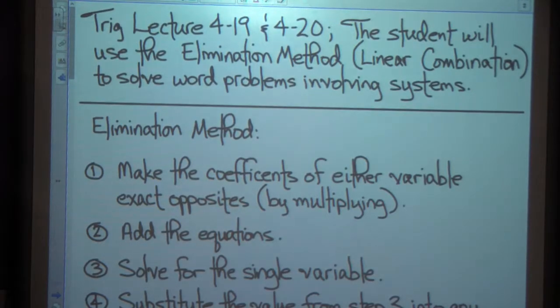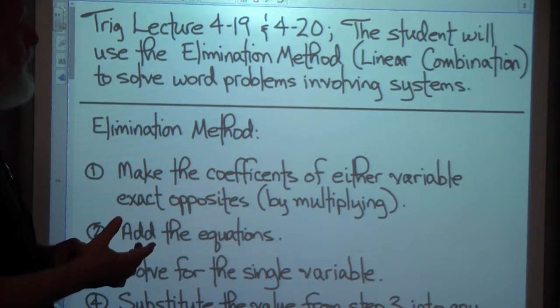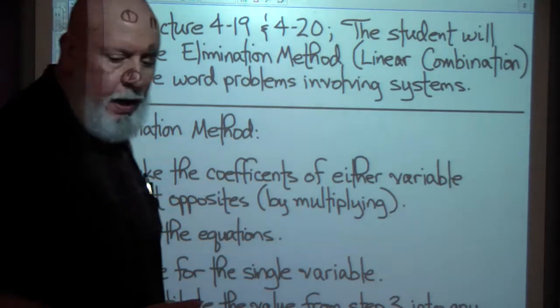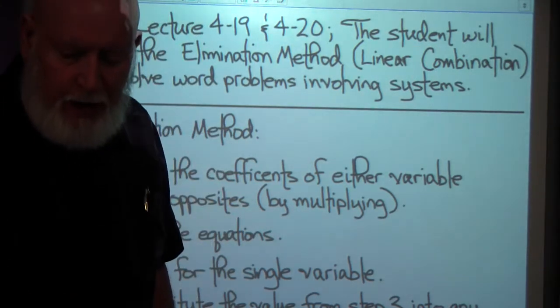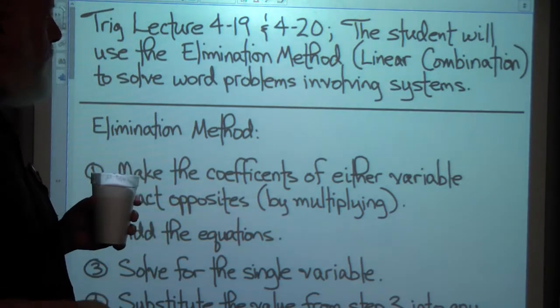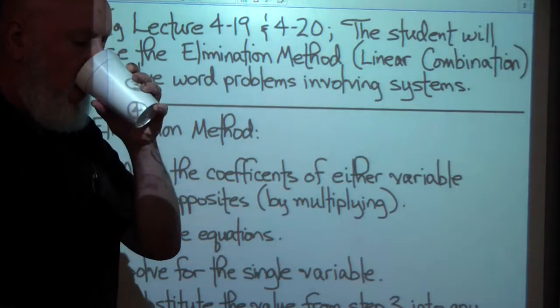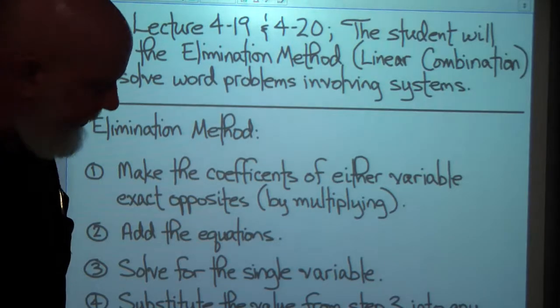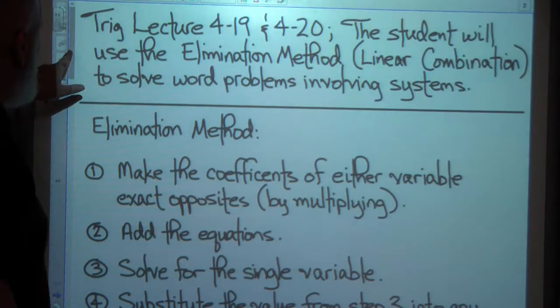Trig lecture 4.19 and 20: the student will use the elimination method, or back in the Stone Age we called it linear combinations, to solve word problems involving systems. This is actually Algebra 2, but we didn't get a chance to cover it last year because of COVID, so we're going to take a look at it today. We're going to use the 6 steps.